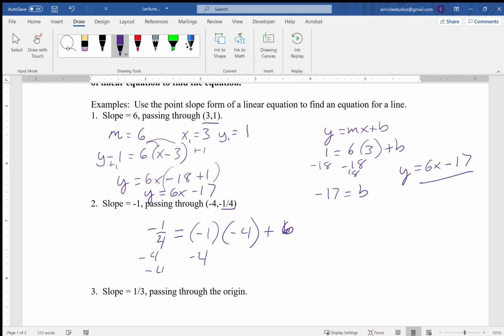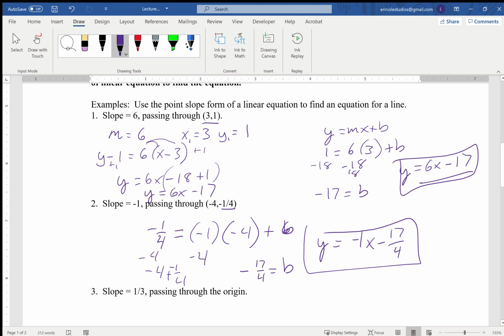So now I have negative 4 minus 1/4. 4 is 16/4, and I'm going to subtract 1. Actually, I'm adding, aren't I? It's plus negative. So I have a negative 17/4 is equal to b. So y equals my slope and my b. Here we go. And we're done. You can do it the other way if you feel more comfortable with that one.